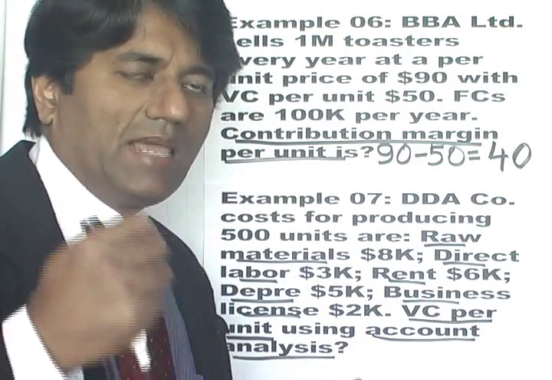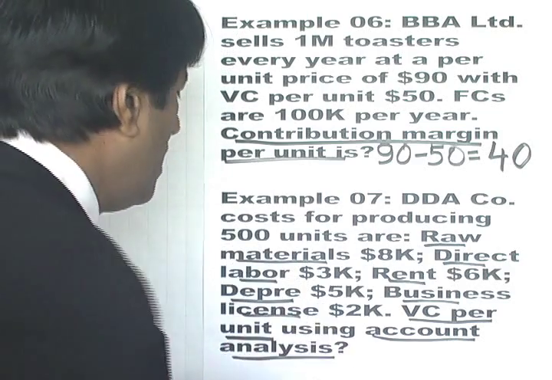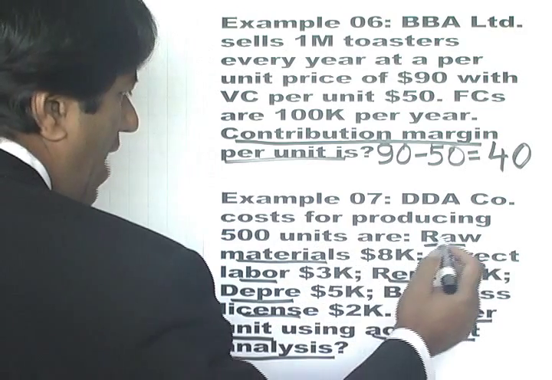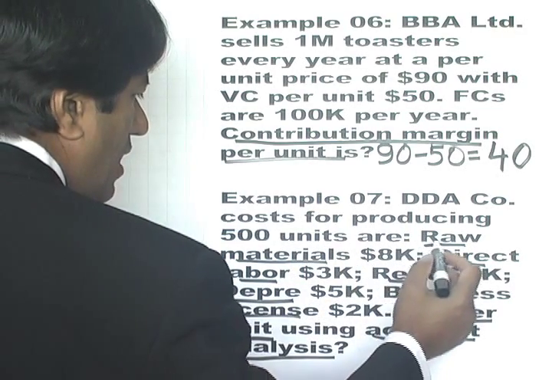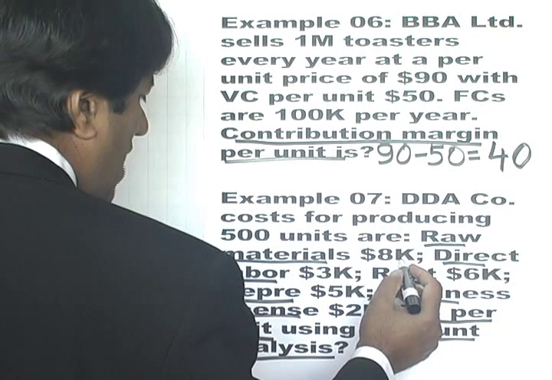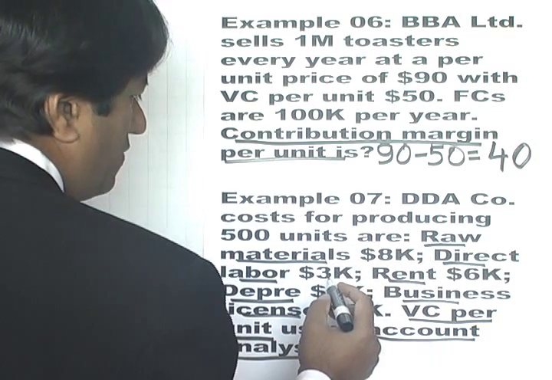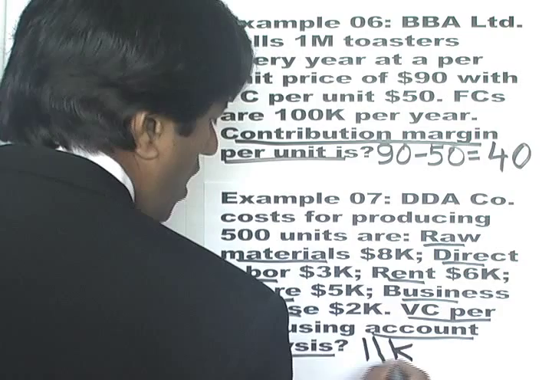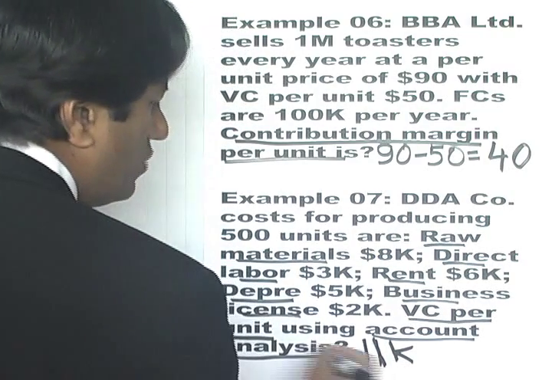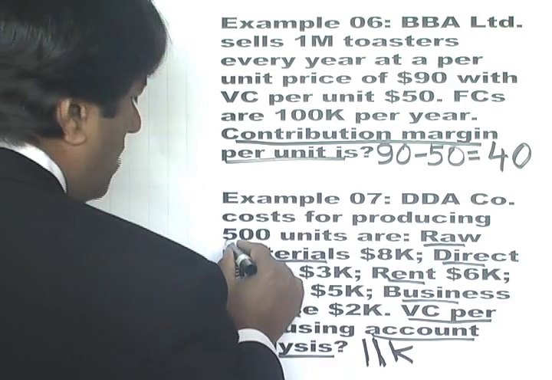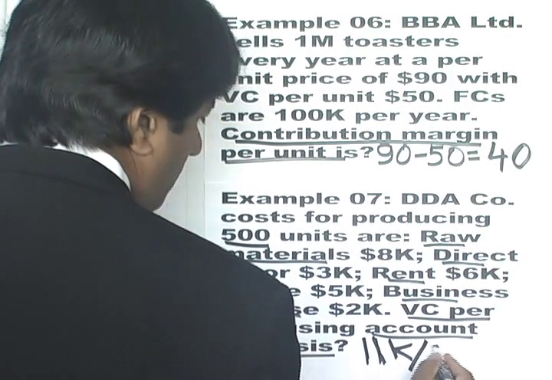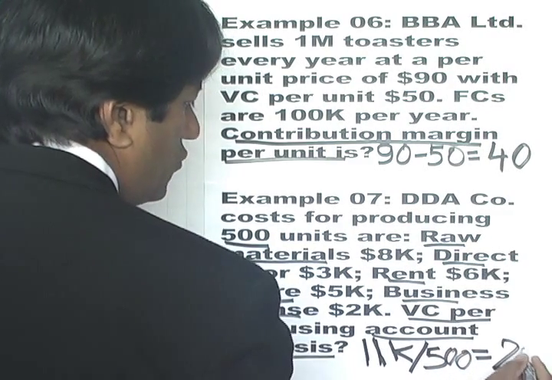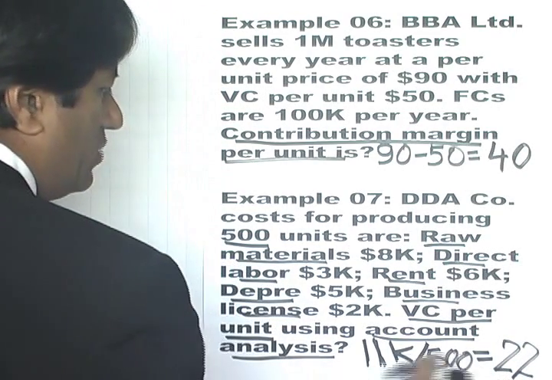So direct labor is the labor that is being directly used in the manufacture of the good, and then we are going to have raw materials of 8,000 plus direct labor of 3,000, so that's 11,000 is the total variable cost. And you divide that by the number of units, which is 500, to get per unit. So that is equal to 22, and that is the per unit variable cost.